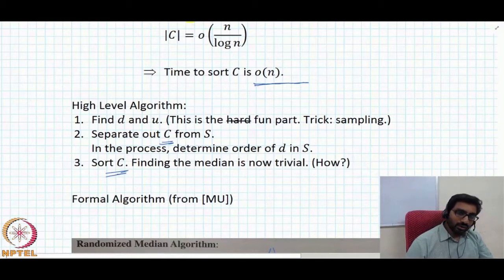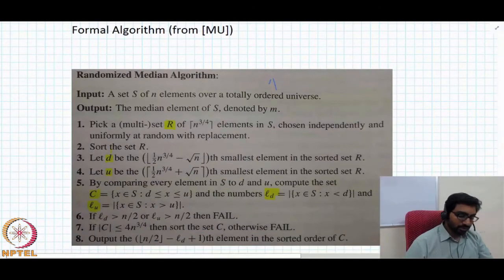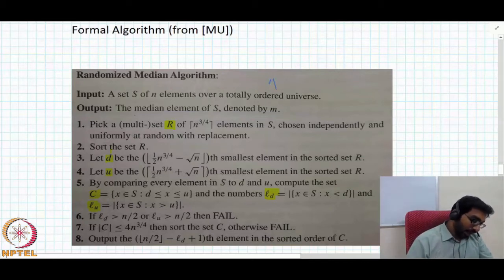Now that you've had a chance to think a little bit and make sure you understand the high-level idea, let's actually look at the details. So here's how the formal algorithm goes. This algorithm is taken straight out of Mitzenmacher and Upfal. The notations are as we have defined. The set S is the set of elements from which we want to find the median. And here's how the algorithm goes.